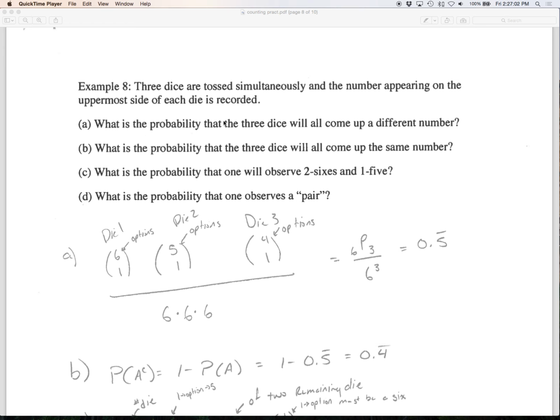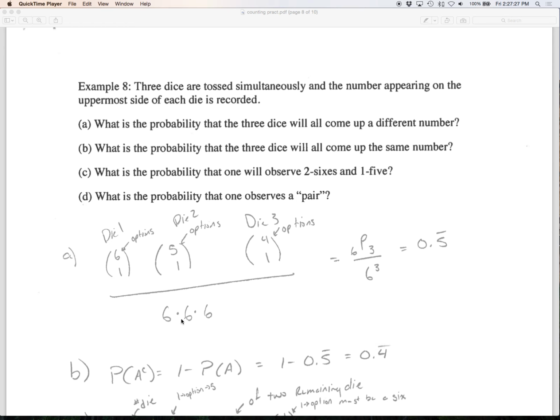What's the probability that all 3 dice will be different from each other? Okay, so imagine die 1, whatever one that happens to be. We originally have 6 options. Let's choose one of them. If all of the options are going to be different from each other, die 2 only has 5 options. We'll choose one of them. Die 3 has 4 options. We will choose one of them.